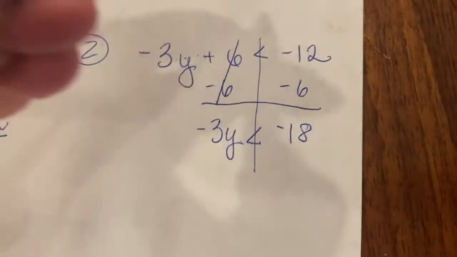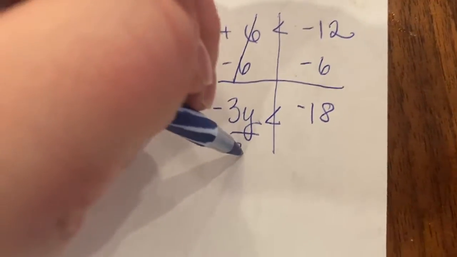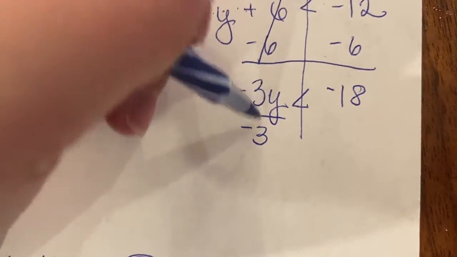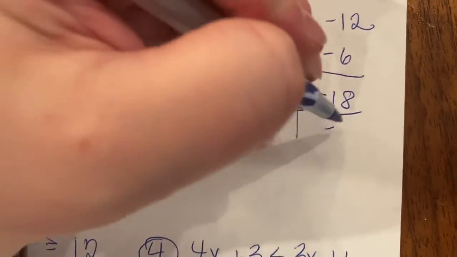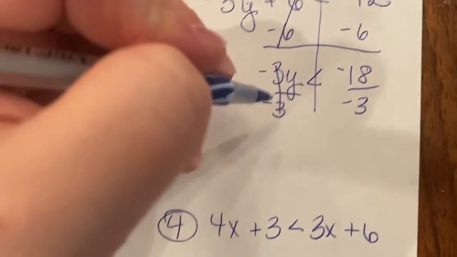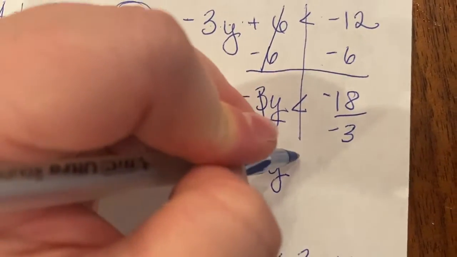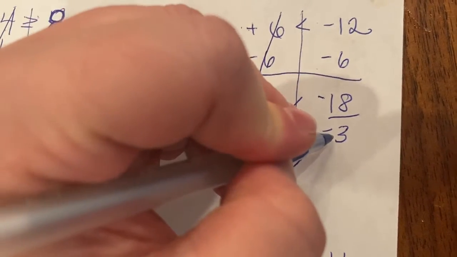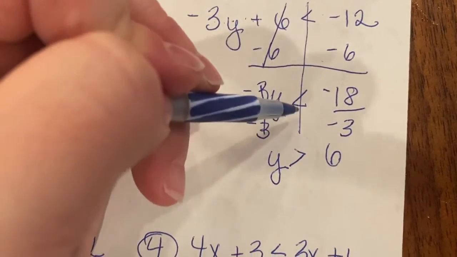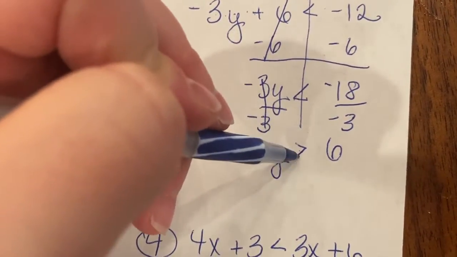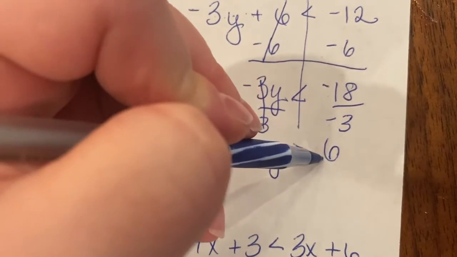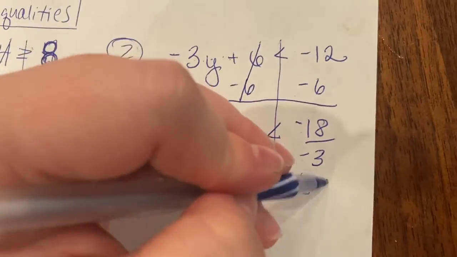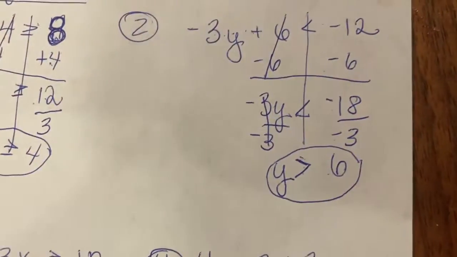My last step is division, but I want to remind you of the rule that in inequalities, if you divide or multiply by a negative, you're going to have to flip the inequality. So I get y is greater than negative 18 divided by negative 3, which is positive 6. Notice the inequality flips, and a negative divided by a negative is a positive. So my final answer for example 2 is y is greater than 6.